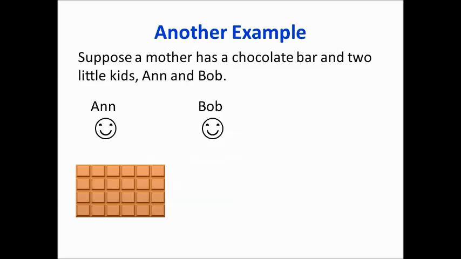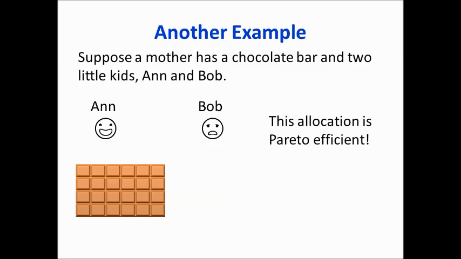So no, let's summarize the example. Basically allocating everything to N is Pareto efficient. So even though maybe Bob is unhappy about it, this is one Pareto efficient allocation. We cannot make somebody better off without making somebody worse off. So this is important to understand.